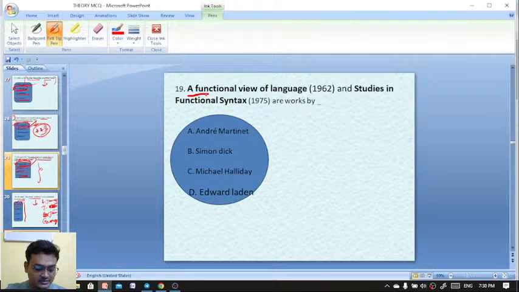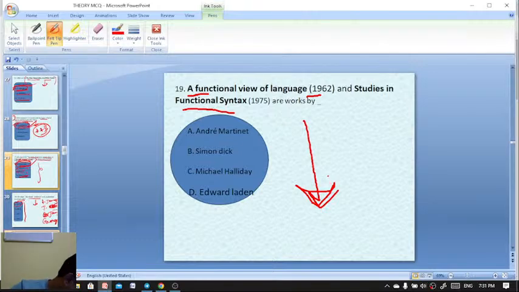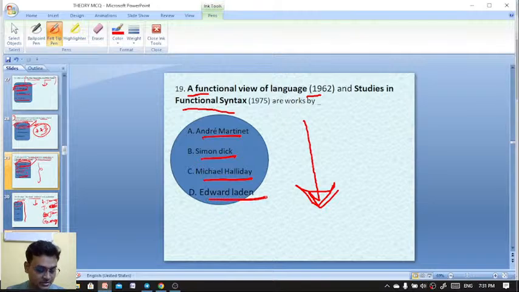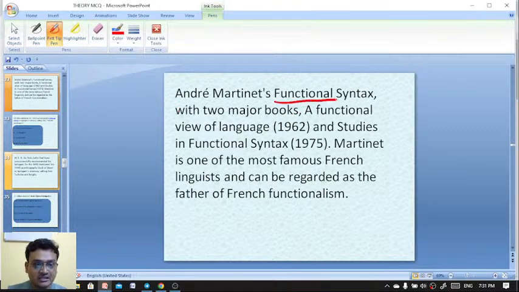A Functional View of Language, 1962. Studies in Functional Syntax, 1975. There are total 8 novelists, but 4 of them were prominent. The great novelist, praising Dickens' Hard Times. Exactly. A Functional View of Language and Studies in Functional Syntax are works by Andre Martinet. Okay. Here A is the right answer. Chalo. Very tough to answer. That's why I have answered here Andre Martinet. So Andre Martinet's functional syntax, with two major books: A Functional View of Language and Studies in Functional Syntax. These are works.